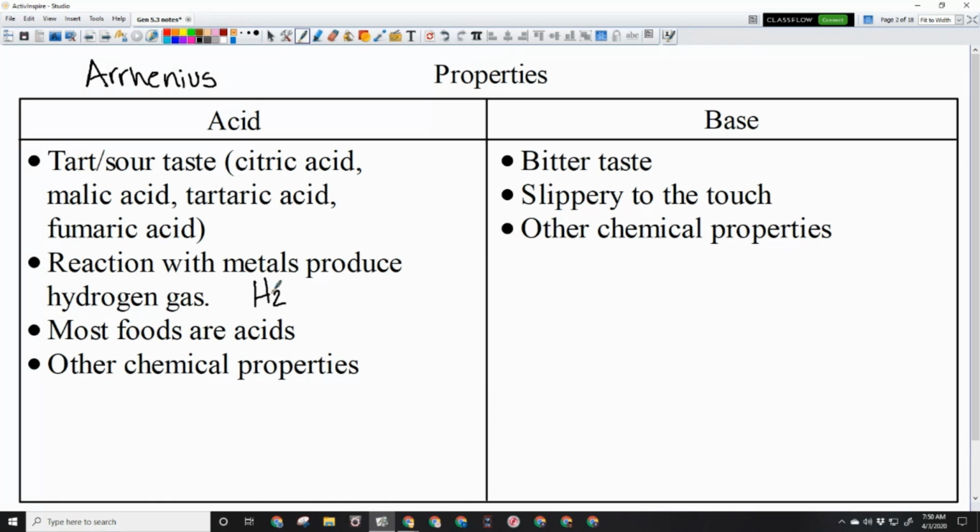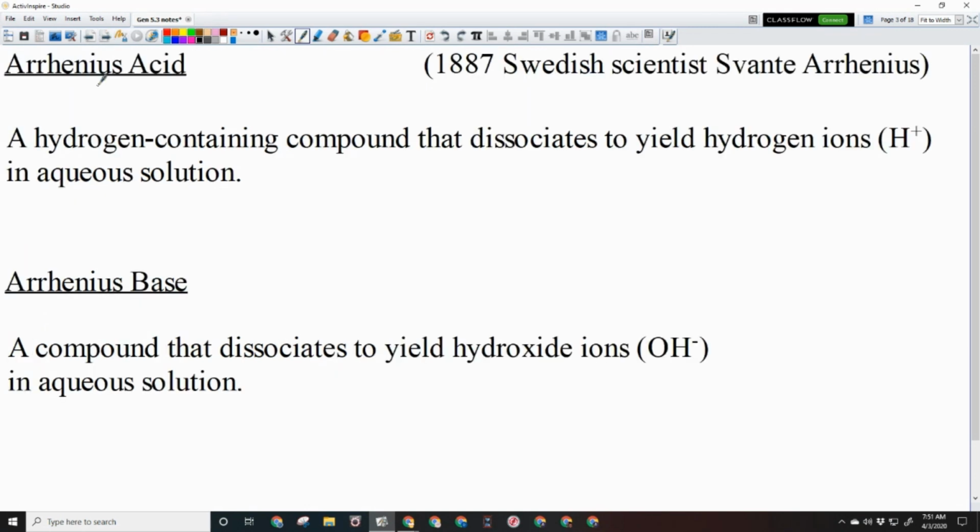Another one is most foods are acidic. Most of the foods that we eat are acidic. And they do have other chemical properties that we'll talk about as we talk more about acids and bases. The properties of bases. Bases have a bitter taste. Probably the most common base that we know about that we use every day is soap. And if you've ever gotten soap in your mouth, then you know that it's very bitter. It has a very bitter taste. Bases are also slippery to the touch. So when you touch a base and then rub your fingers together, it's slippery. And again, they also have other chemical properties that we'll discuss as we go through this.